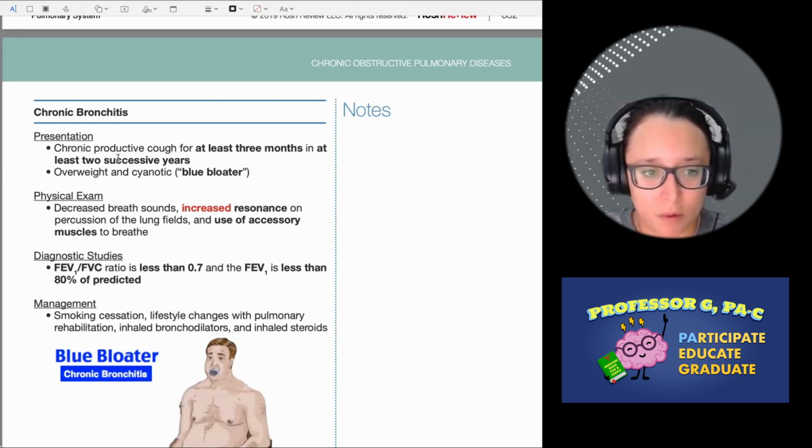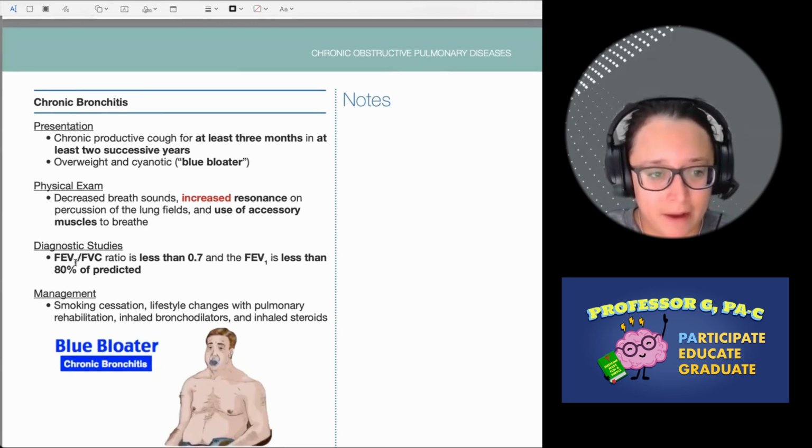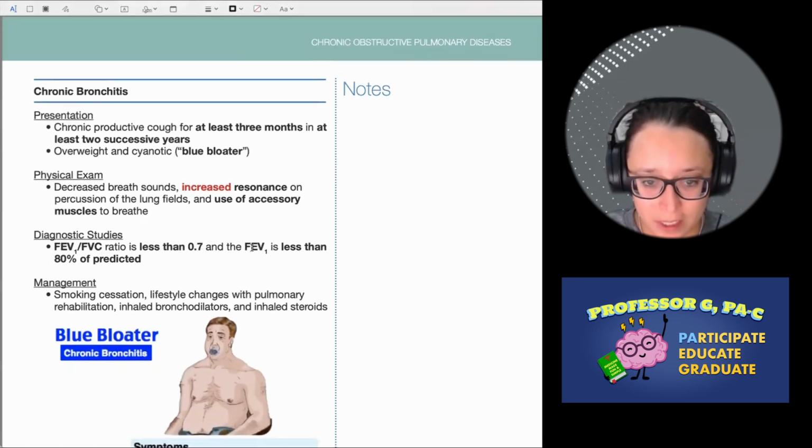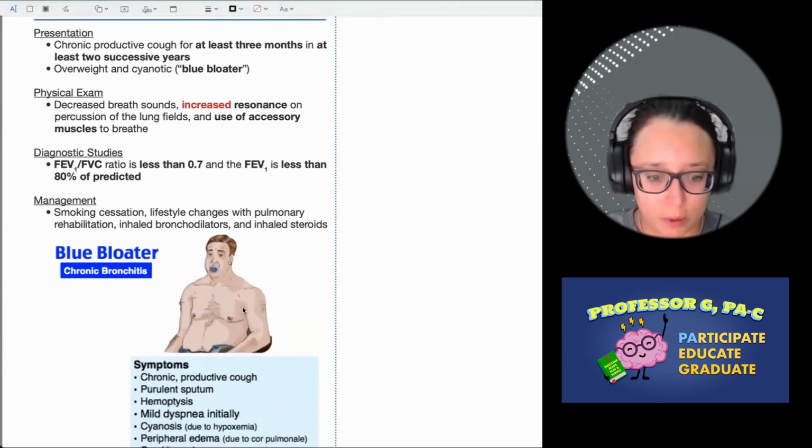Usually these patients appear more overweight and cyanotic, like a blue bloater. On physical exam, they're going to have some decreased breath sounds, a little bit of increased resonance to percussion, and they also use accessory muscles to breathe. And their FEV1 to FVC ratio is less than 70%. FEV1 is less than 80% predicted. So again, FEV1 is a good predictor of the severity of their COPD, but they will have a normal DLCO. Okay. And so they look a little bigger, blue bloaters, okay?